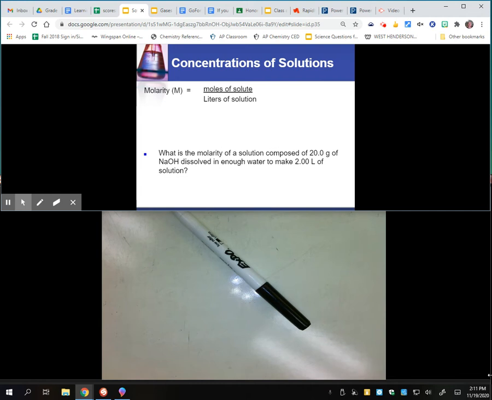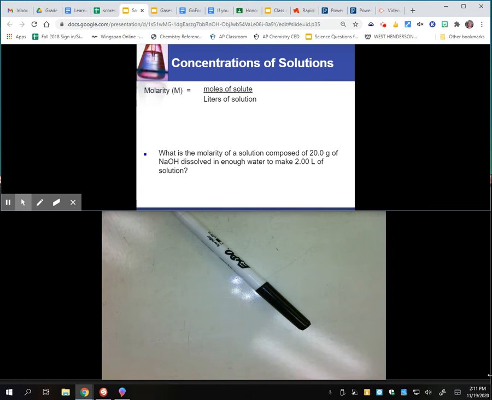Now, if we're talking about different types of solutions, a high molarity would be something like 12 or 18. Those are really, really high molarities. And we would say those solutions are very concentrated. A low molarity, like 1 molarity, is a pretty dilute solution. So it doesn't have a lot of stuff or a lot of solute in there.